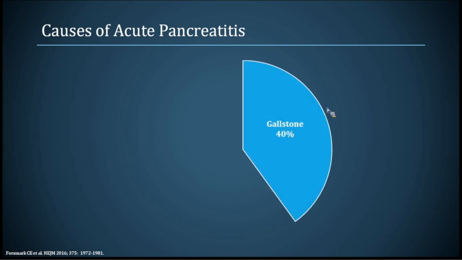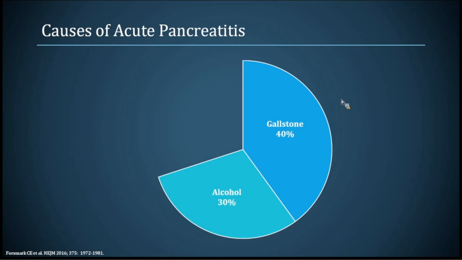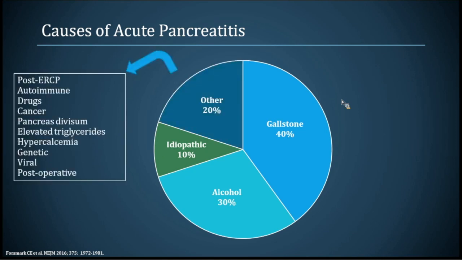In the United States, about 40% or so are related to gallstones. Another 30% or so is related to alcohol use. There's about a 10% idiopathic. And then about a 20% other category. Now, that other category is rather large.